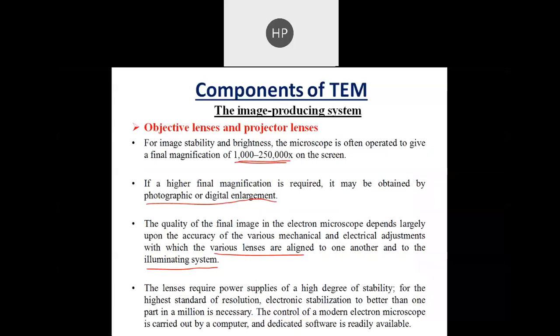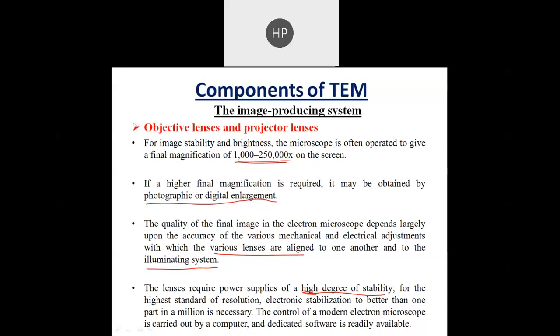And at the same time, the quality of the image is also improved. The lenses require a power supply of a high degree of stability. Okay, the condenser lenses as well as the objective lenses require a power supply of a higher degree of stability. The fluctuation of the power is not tolerated. We have to provide a stable power supply.